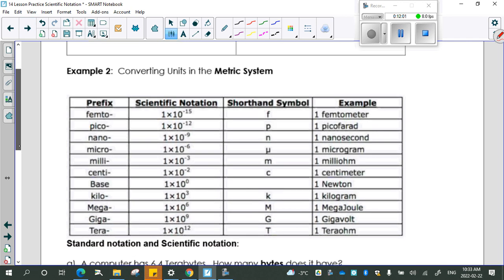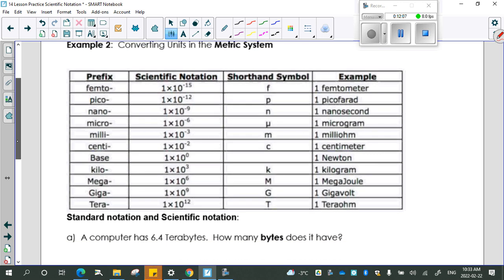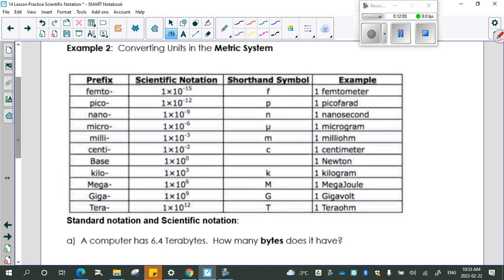This is a metric conversion chart. We'll see where we need to use it in these questions. But they basically show you that if you have a femtogram, then it's very, very tiny, times 10 to the negative 15. If you had a picogram, times 10 to the negative 12, very, very, very tiny. Whereas if you get to a gigagram, that's times 10 to the 9, that's really, really big.